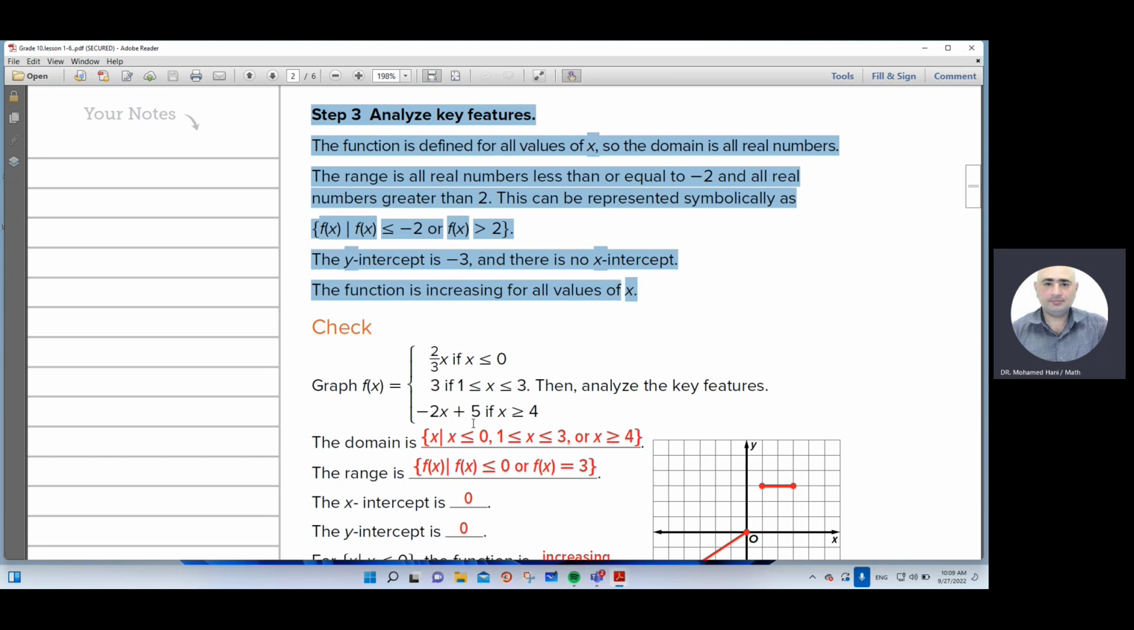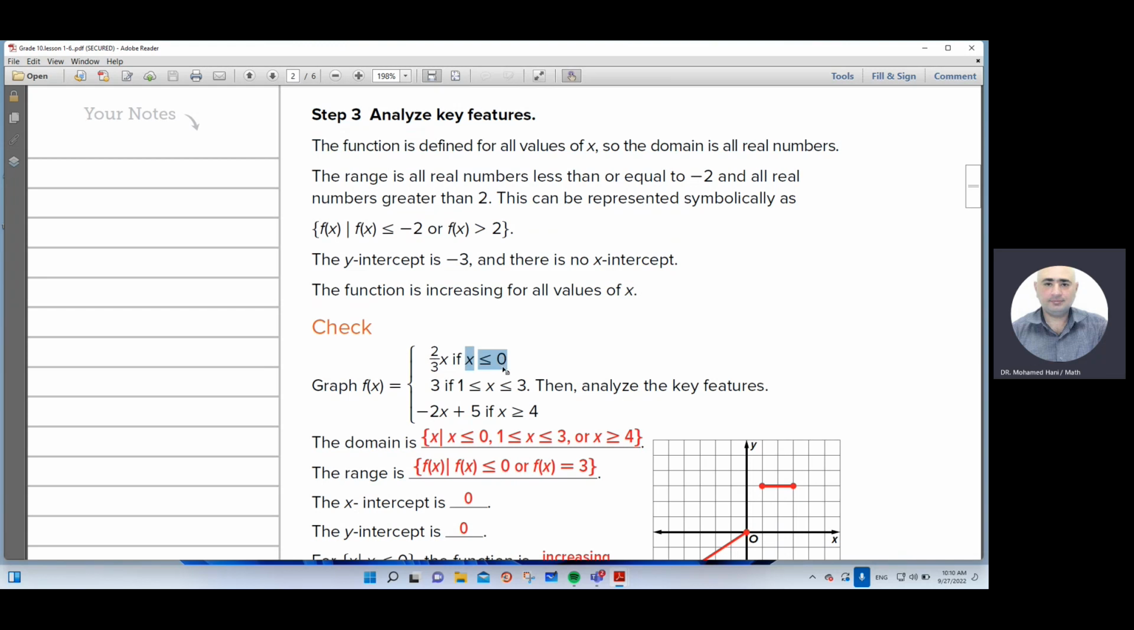Always the values of x represent the domain, and the values of y represent what? The range. So as you see here the domain is x such as x less than 2. This is the first one. Then x greater than or equal 1 and less than or equal to, the second one here, and x greater than 4. This is the domain.